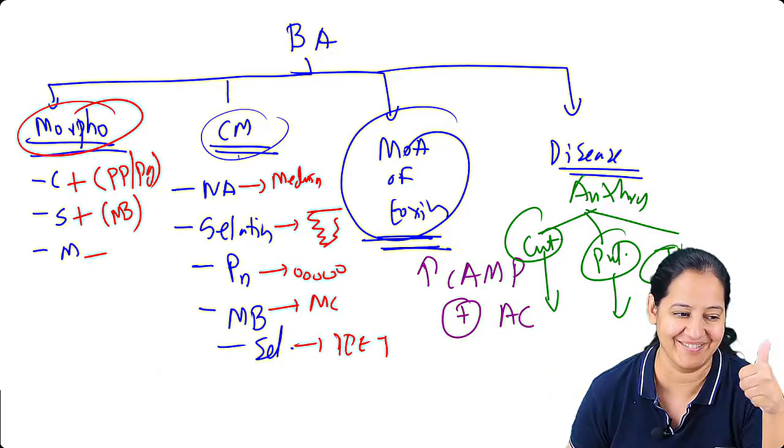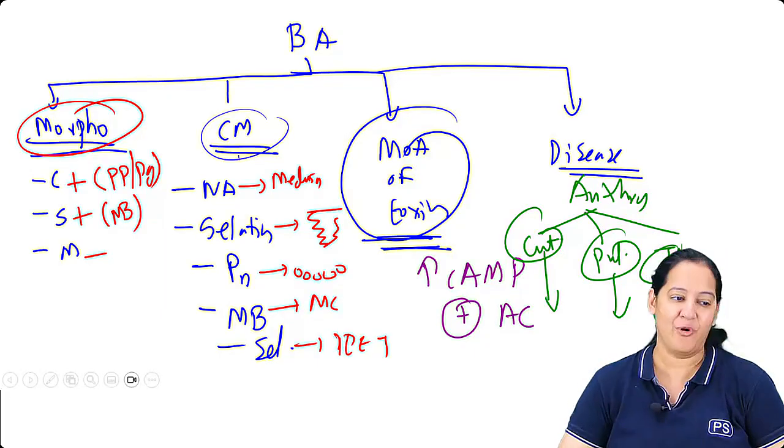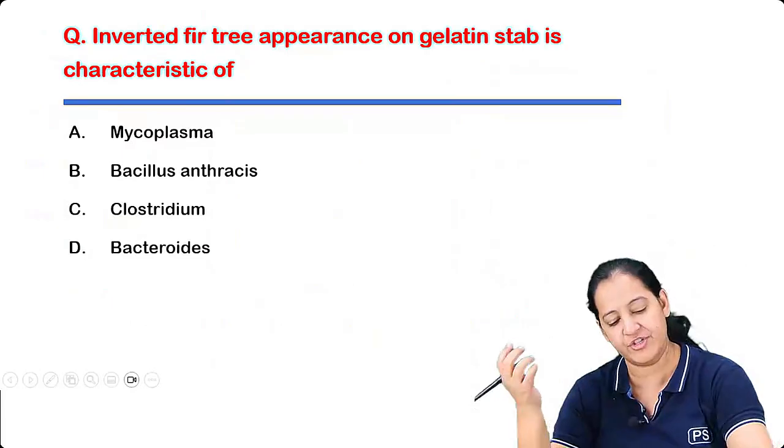Okay, very good. Everyone is good. Excellent. You people are too good. I'm proud of you. So this is the complete Bacillus anthracis. You will be able to solve all the questions. Read the question, tell me the answer.